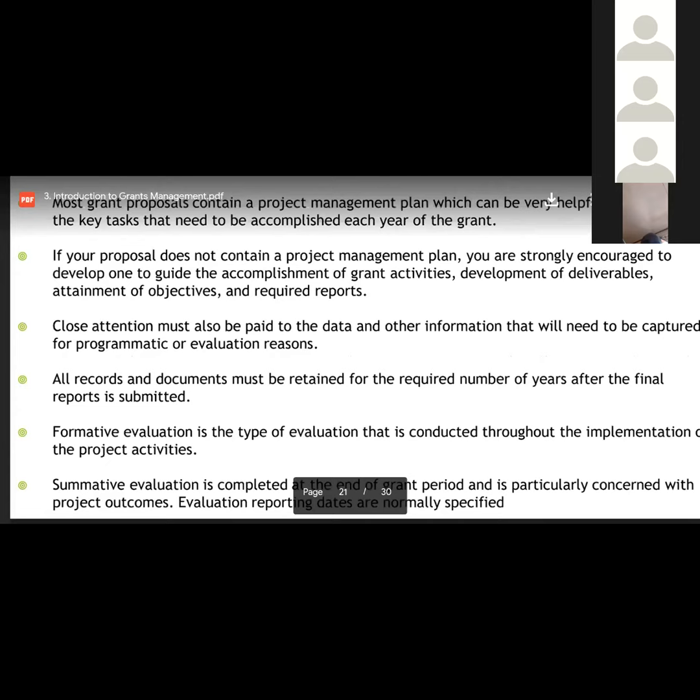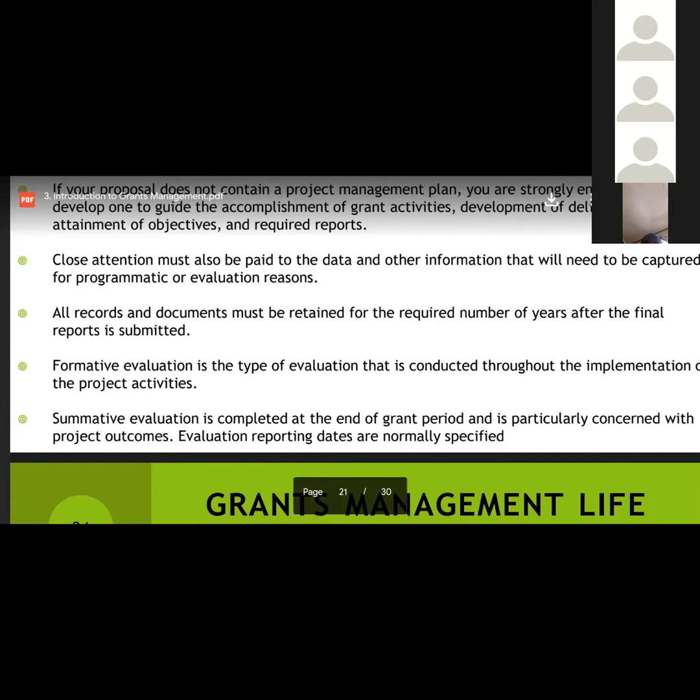We are able to have formative or summative evaluation, and most of you know the difference between the two. When we talk about formative evaluation, we're talking about the evaluation that happens in the implementation process of the project. And when we are talking about summative evaluation, we are talking about the evaluation that happens once the project has been implemented, that is, at the end of the project. And so it is important for us to note the difference between the two.